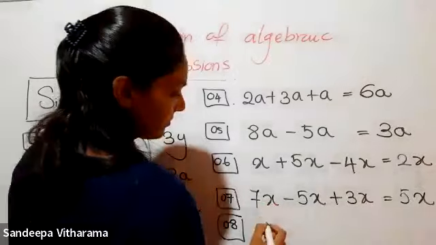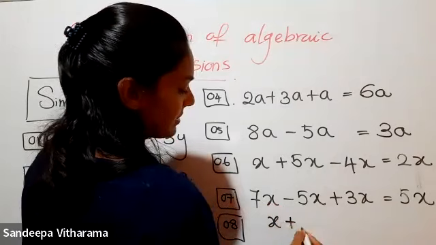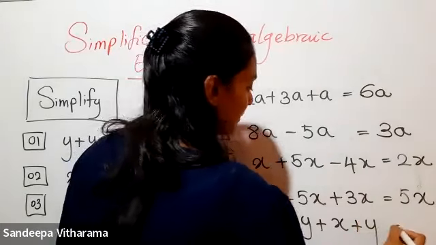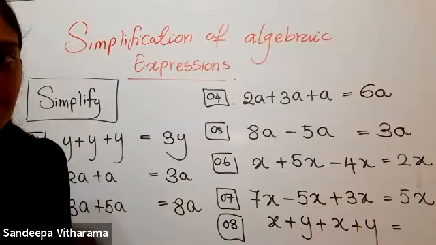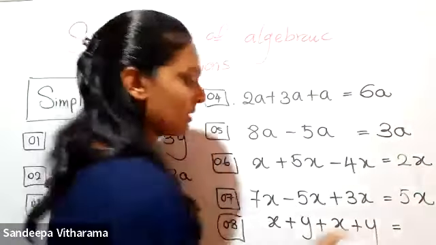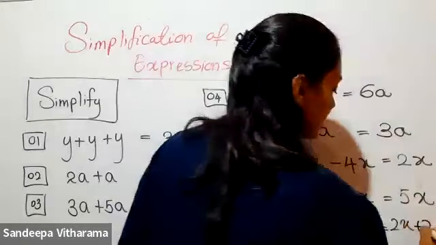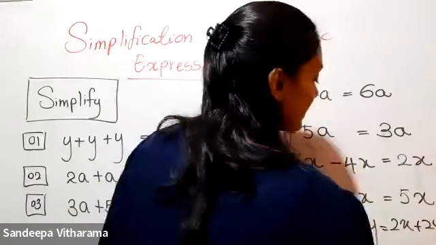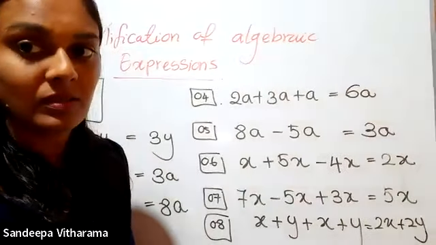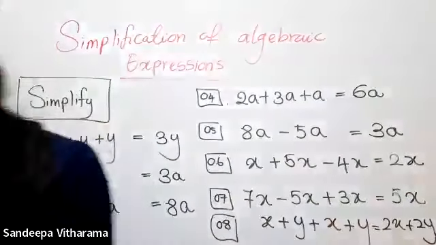8. It's x plus y plus x plus y. Now tell me the answer. 2x plus 2y. Very good. There are two x's, so it becomes 2x. There are two y's, so it is 2y. 2x added 2y. What is the reason? It is because x and y are unlike terms. Very good. X and y are unlike terms. Okay.